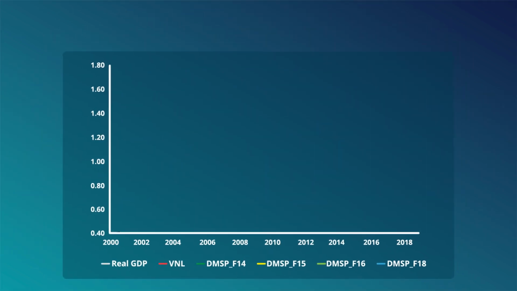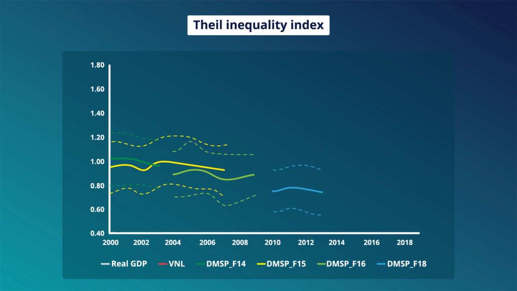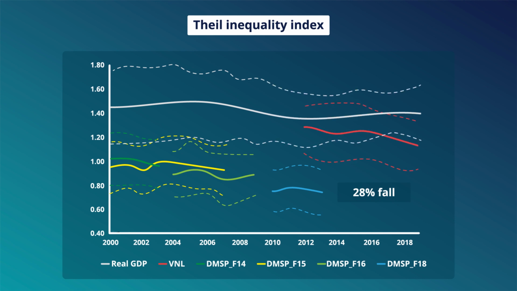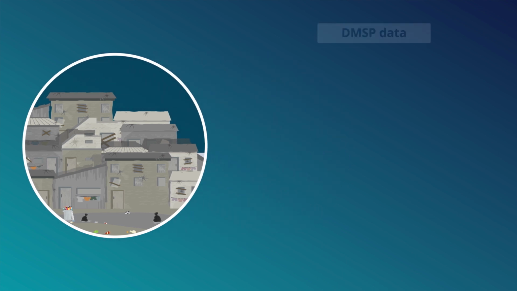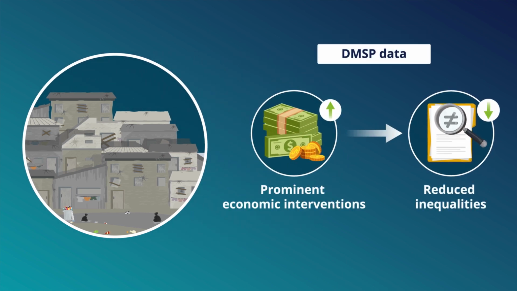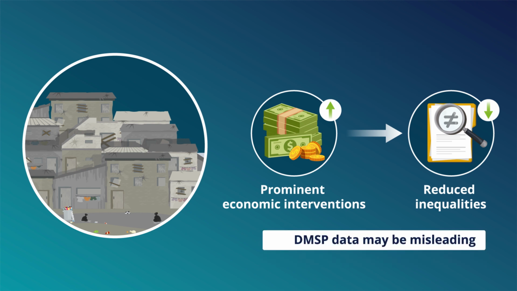For example, from 2000 to 2013, the Theil Inequality Index fell 28% using DMSP data, but neither GDP nor VNL data showed a big fall. The exaggerated fall in regional inequality with DMSP data is from when interventions to aid economically lagging regions were prominent. Hence, studies using DMSP data may give a misleading guide to success of these efforts.